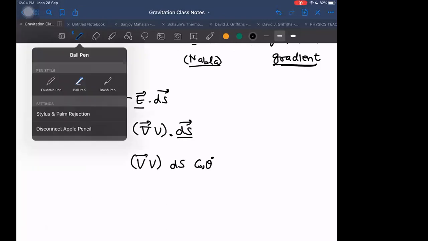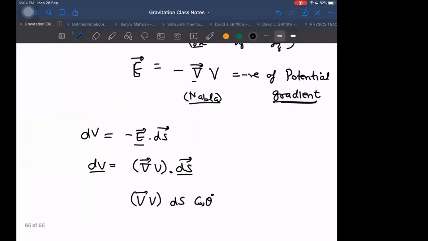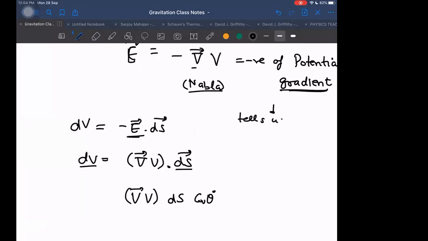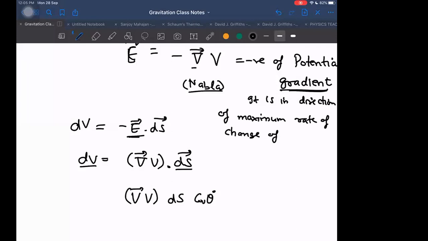Somebody may think, sir, why are you saying it tells us the direction of maximum rate of change of potential? Why don't you say it is just the direction of field? Yes, that is true. It is just the direction of field, because it is in fact field. If it is field, then field will be in its own direction only. But I'm calling it, it is in the direction of maximum rate of change of potential. Both tell the same thing. Yes, both are the same.